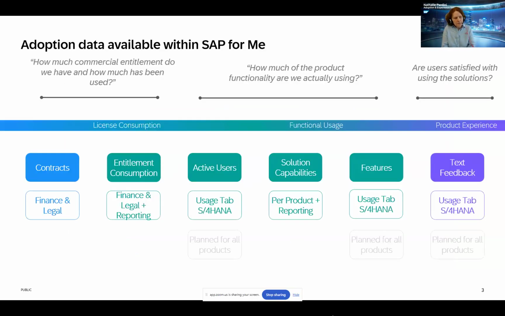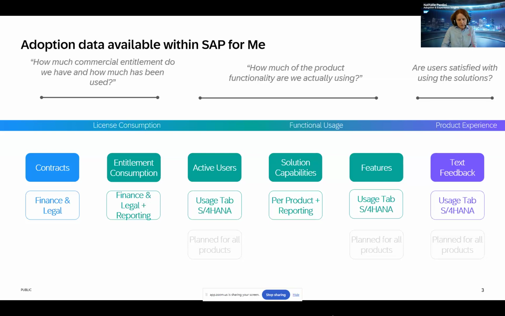This is how the adoption journey looks like in SAP for Me. It answers critical questions such as how much commercial entitlement do we have and how much has been used? Then how much of the product functionality are we actually using? That's the functional usage. And are users satisfied with using the solution? That's the product experience. Regarding functional usage, the info is located in the product area for individual products, but also in the reporting section, which is providing a view of all purchased products.